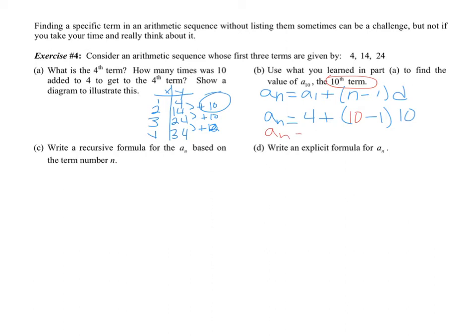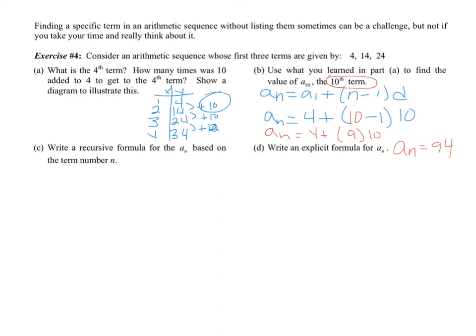A sub n equals 4 plus 10 minus 1, which is 9, times 10. Notice here, that's really the distributive property just written behind it. It just looks a little different. Do the same thing. 9 times 10 is 90, plus 4 is 94. So a sub n equals 94.